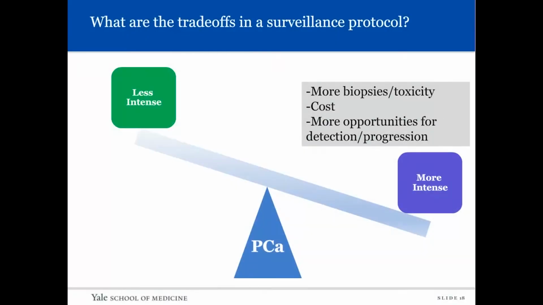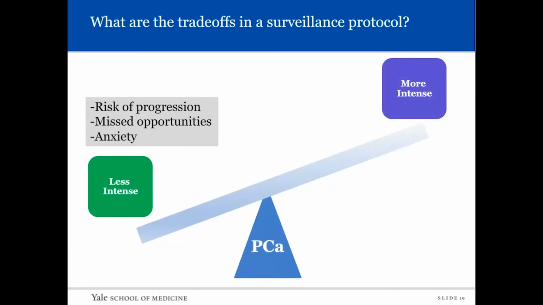So if we surveil more intensely, that means more biopsies, potentially more toxicity. There are considerations of cost, and also more opportunities for detection and progression of perhaps clinically insignificant disease which might trigger treatment. If we tip it the other way and we are less intense, we face a potential risk of progression, missed opportunities for cure, as well as anxiety at the lingering specter of disease progression.